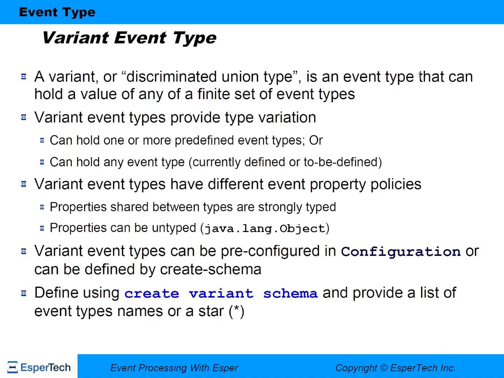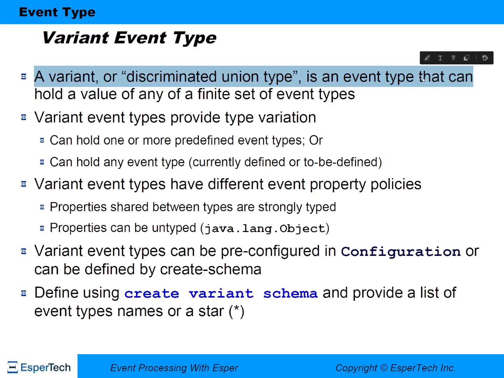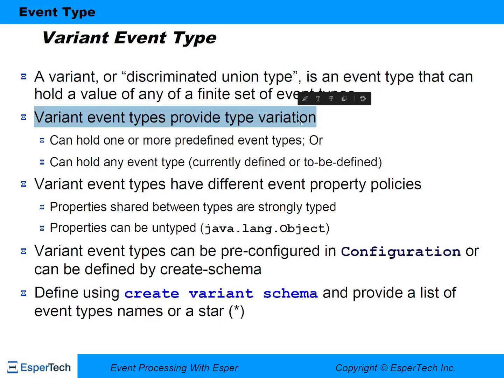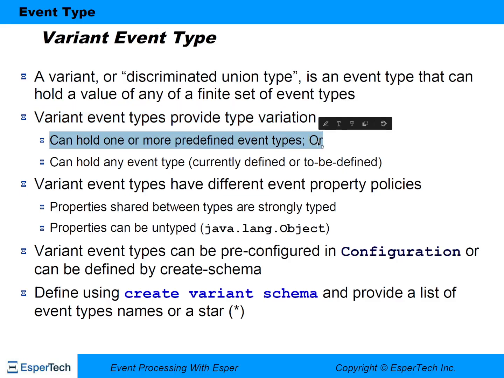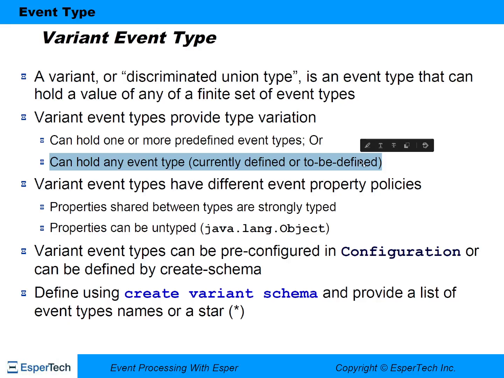A variant, or discriminated union type, is an event type that can hold a value of any of a finite set of event types. Variant event types provide type variation. A variant event type holds one or more predefined event types, or it can hold any event type, currently defined or to be defined.